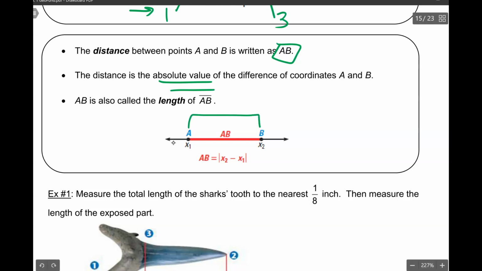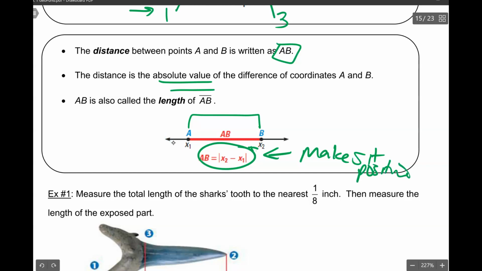So if I want this length, it shouldn't matter where I start. I just want to know how far apart they are. So by doing the absolute value, this is going to make it positive. This makes my distance positive by having the absolute value.